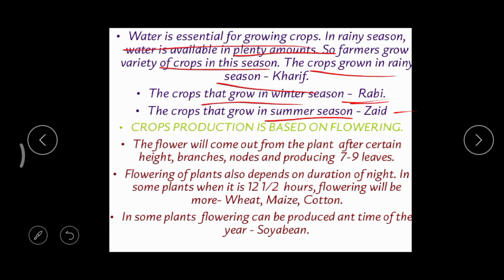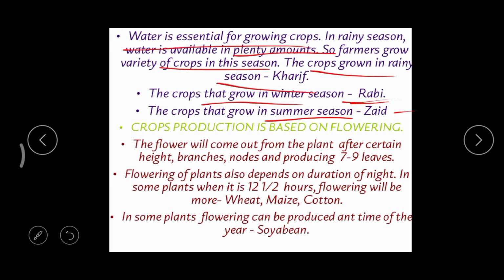But how is it possible? Yes, very good. There is pollination and fertilization. When the pollination and the fertilization are completed, then the flowers are converted into fruits. So we can say flowering is a very important stage in agriculture. When the flowering is more, then automatically we can expect more production. That's why we must take care of this flowering.